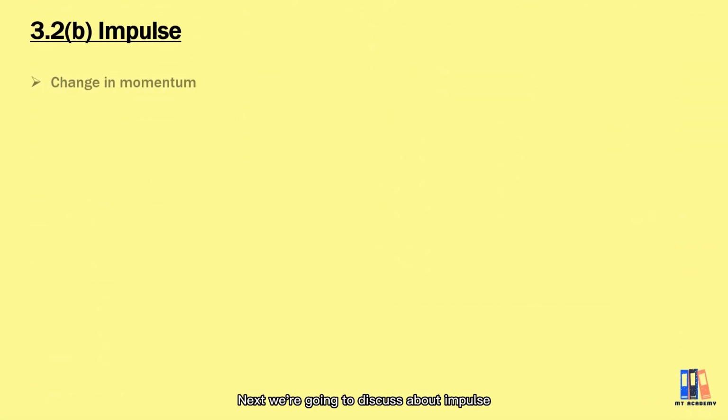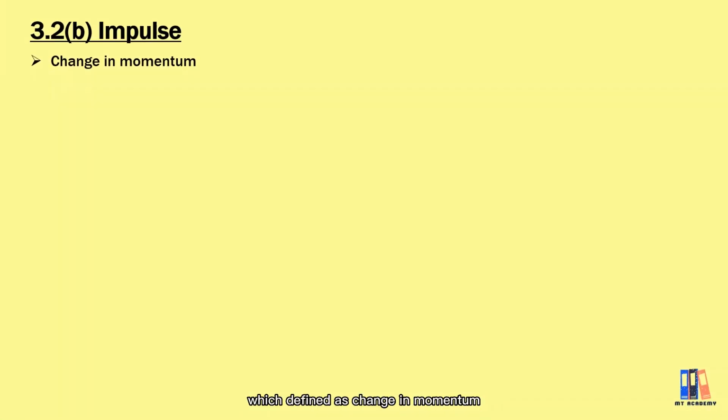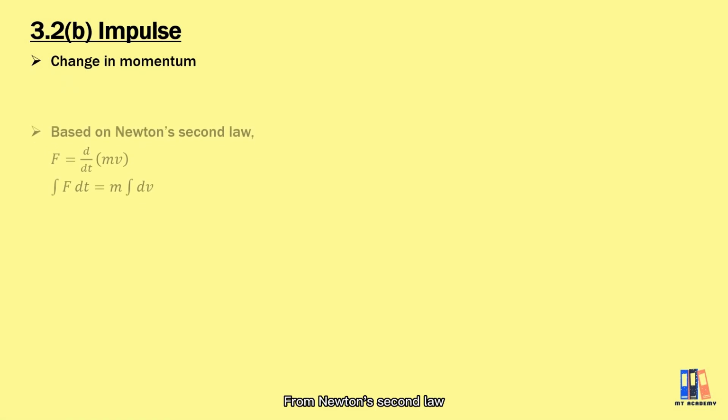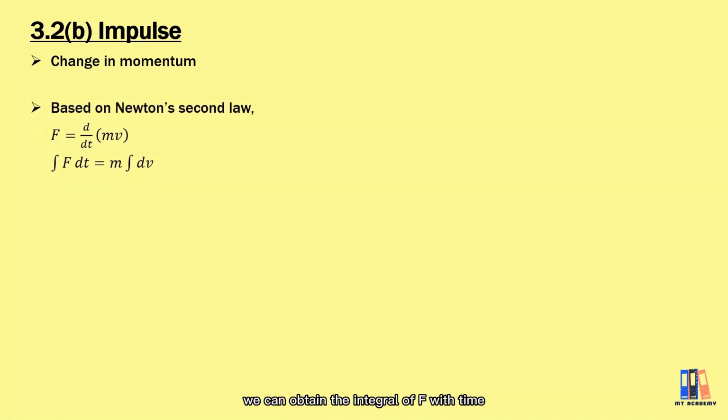Next, we're going to discuss impulse, which is defined as change in momentum. From Newton's second law, we can obtain that the integral of F with time is the change in momentum. If we have the graph of force against time, the area under the graph is the total change of momentum.